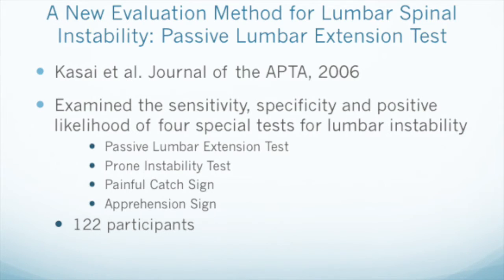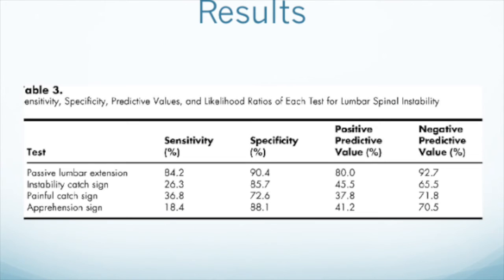A study by Kasai et al. investigated the specificity, sensitivity, and predictive values of 4 lumbar instability tests. These special test results were then compared to radiographic imaging of the participants. Out of the 4 lumbar instability tests, the passive lumbar extension test showed to be the best method to screen for lumbar instability. The sensitivity for the PLE test was 84.2.